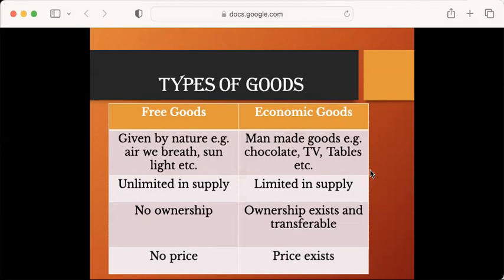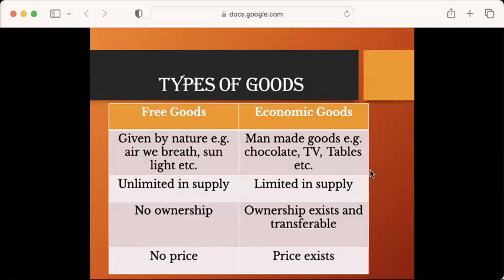But on the other hand, economic goods are goods that are made by humans, man-made goods. It can be chocolates, TVs, tables, and books, whatever you name it, but made by us. Since these are man-made goods, there is ownership.